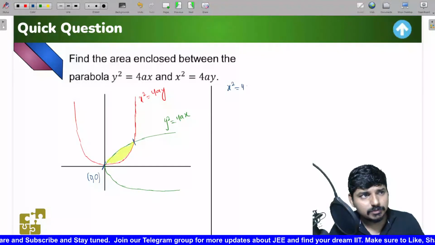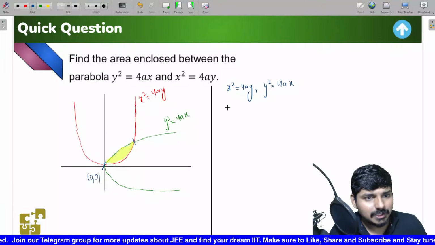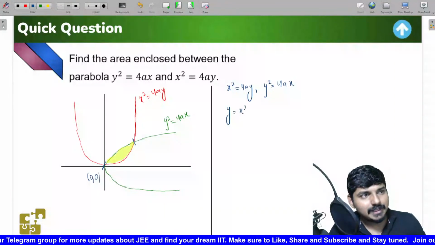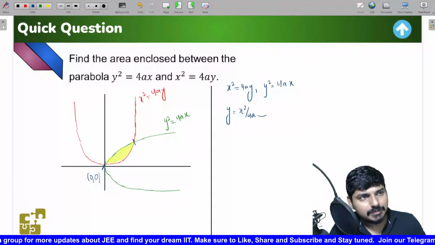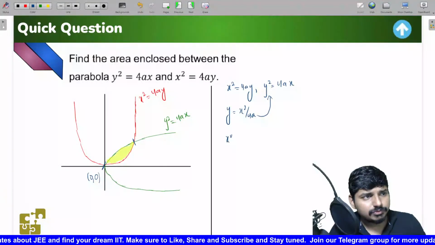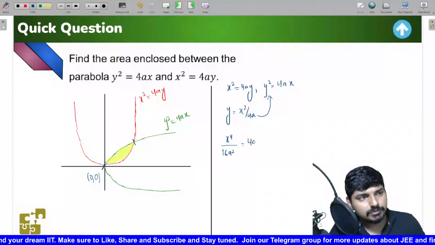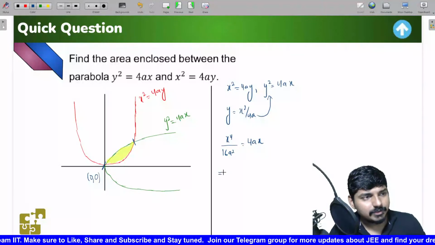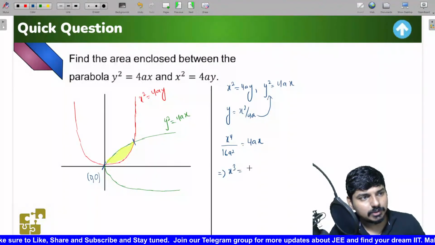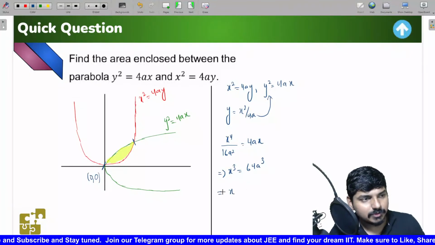x square is equal to 4ay, and you have y square is equal to 4ax. Okay, so guys, from here we do know that y is going to be x square by 4a. Let me put that in this equation and see what I am going to get. I'll get x raised to 4 divided by 16a square is equal to 4ax. Okay, and from here I'm going to get x cube is equal to 64a cube, or I can say the value of x is simply going to be 4a.